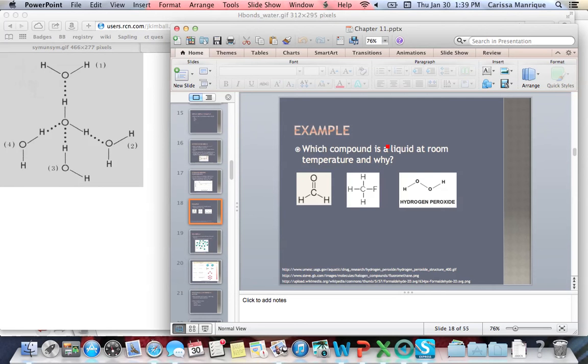Which compound is a liquid at room temperature and why? Okay, so let's look here. We have a carbon bonded to oxygen and hydrogen. Okay, so let's first list all intermolecular forces with this one. Okay, does it have dispersion? Yes, because everything has dispersion. Does it have dipole? Let's see, do I have a very electronegative atom in here? Yes, oxygen, nothing cancels it out. So it has a dipole.